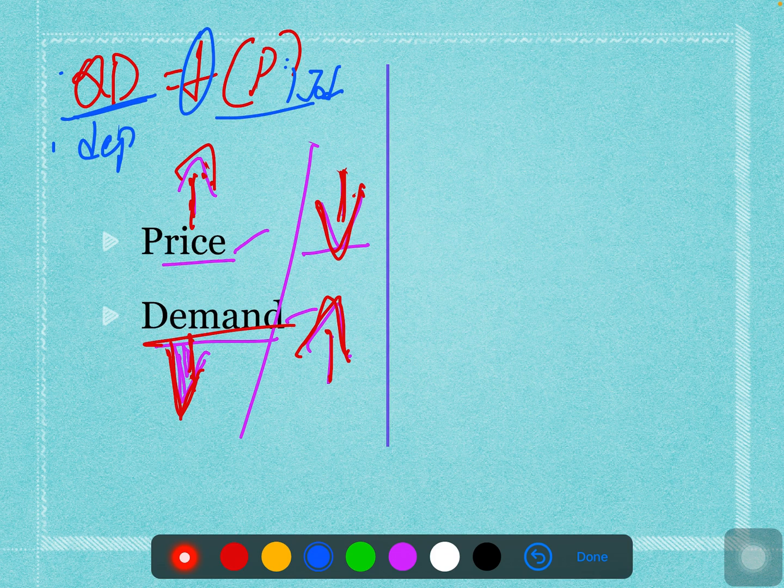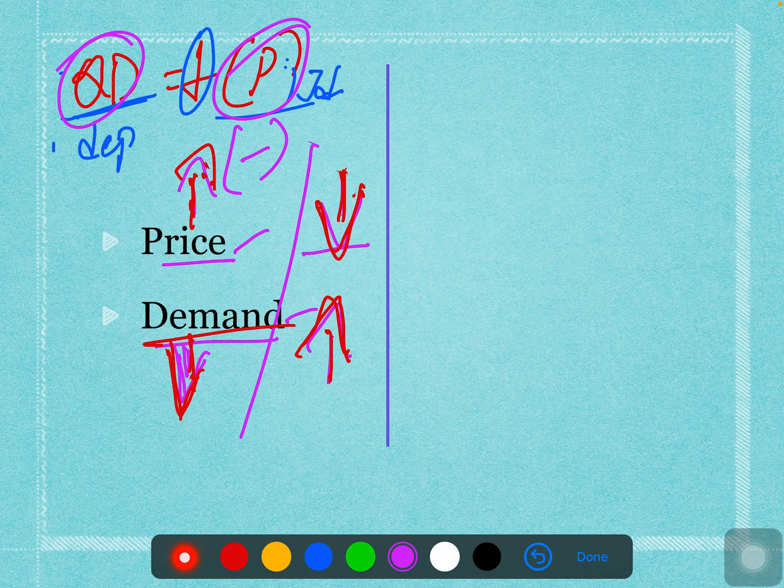This F explains the functional relationship between the two variables, which are QD and the price. Both are moving in the opposite direction. Then what is the relationship? Negative. We can call it negative, or otherwise an inverse relationship between the variables. To prove that, let me construct a diagram now.